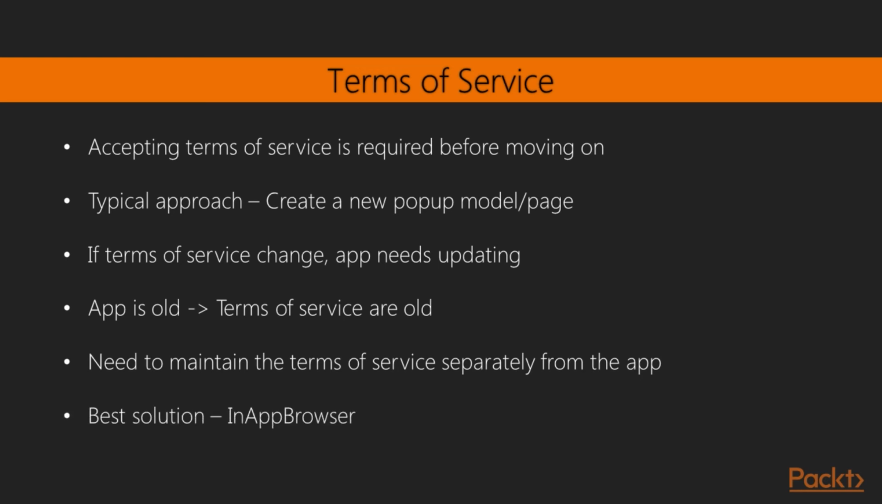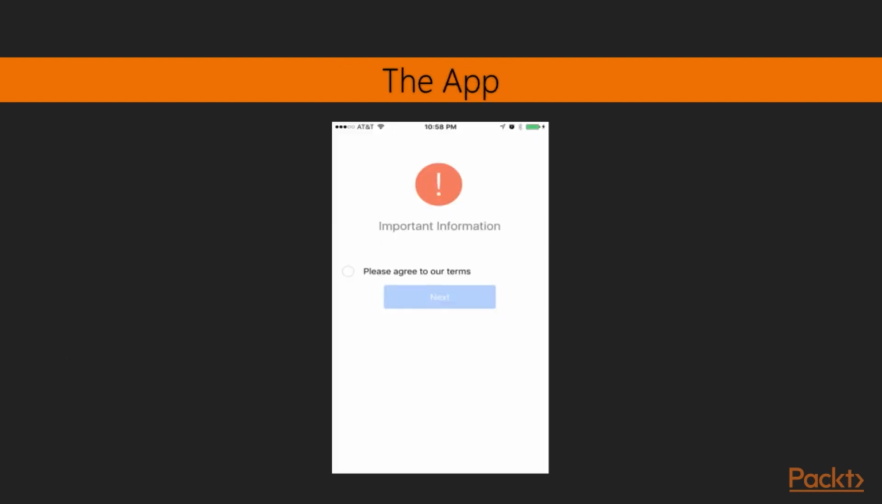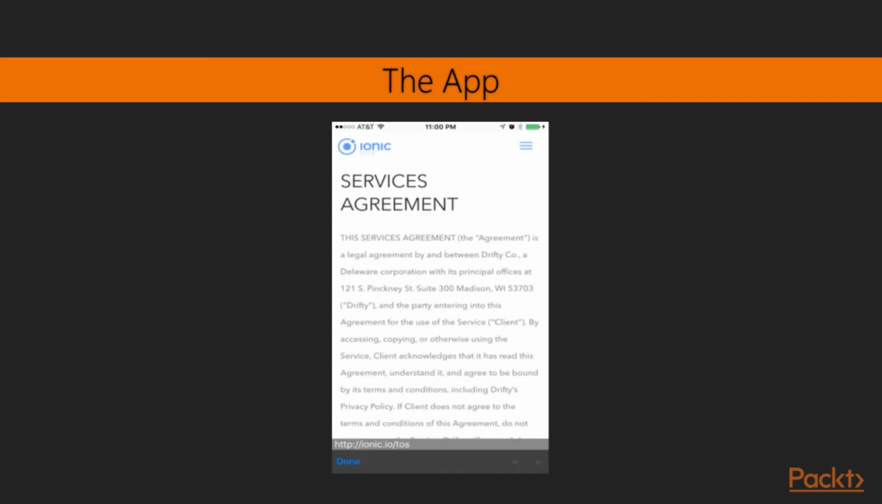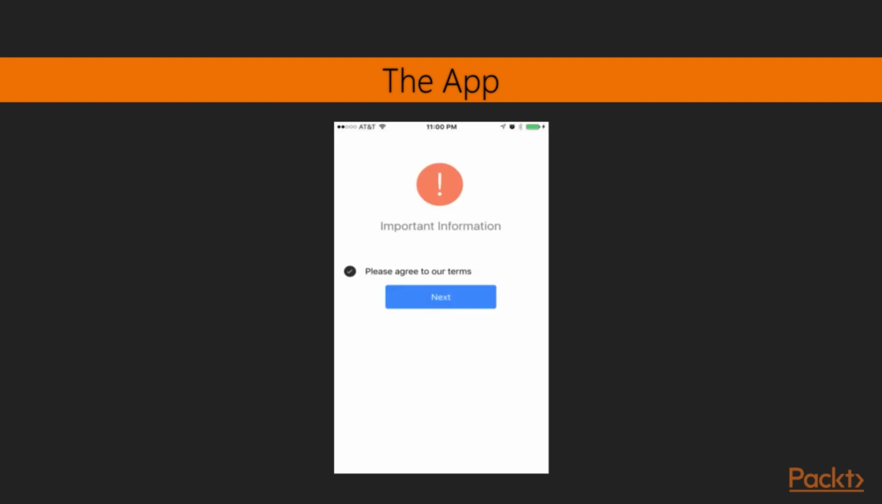The in-app browser plugin is the best solution for this because you can point users to the same term of service page that is already on your website. The app will just have a simple checkbox and a button to demonstrate how in-app browser works. The app will look like this. Once the user clicks on the Please agree to our terms checkbox, they'll go to the in-app browser page as seen. After going through the term of service content, they can click on Done and go back to the previous page with the Next button enabled.